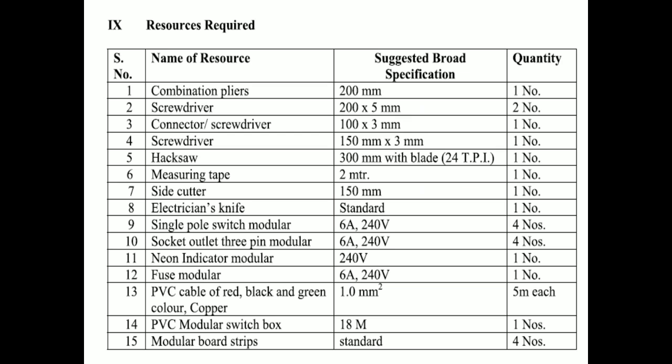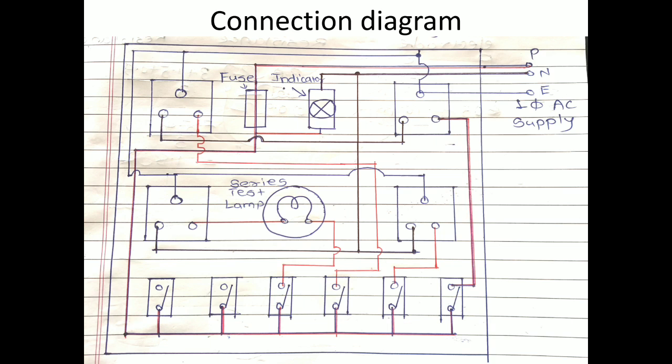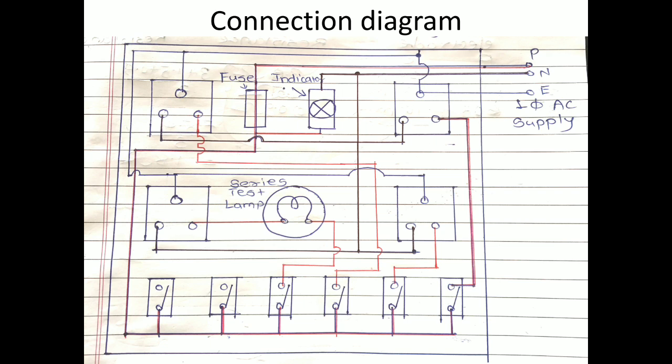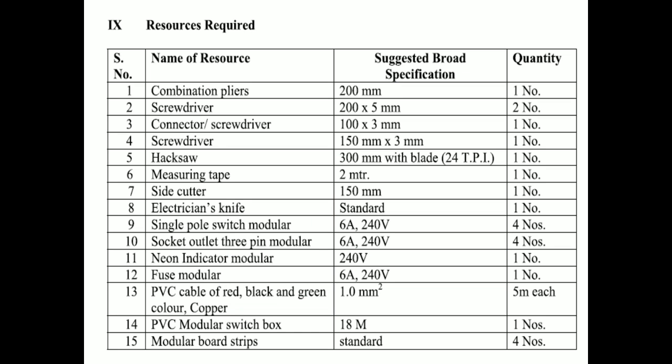Single pole modular switch, 6 ampere 240 volt rating, of 4 numbers, because as per the experiment suggested, we are going to use a 4 switch 4 plug circuit here. We are going to use the connection of this switchboard in which the series connection of the lamp is done with the 3-pin socket. Then fuse indicator 6 ampere 240 volt, neon indicator modular 240 volt, and fuse indicator 6 ampere 240 volt, of each quantity 1.